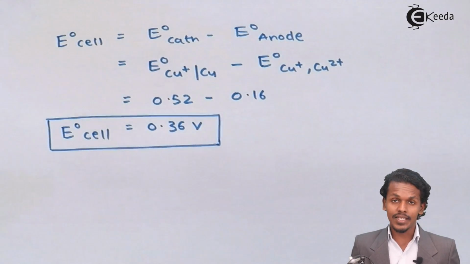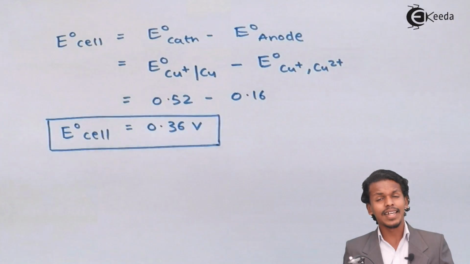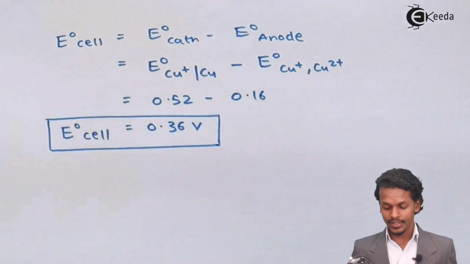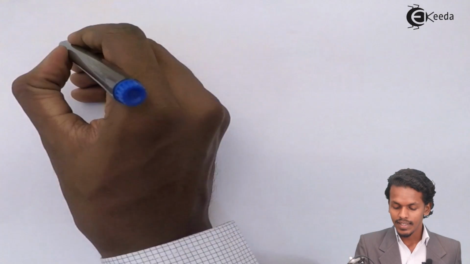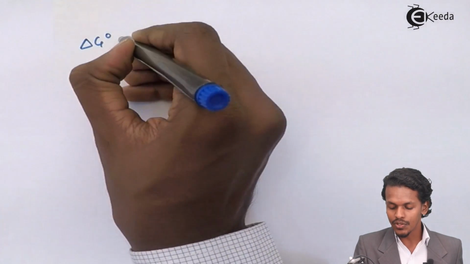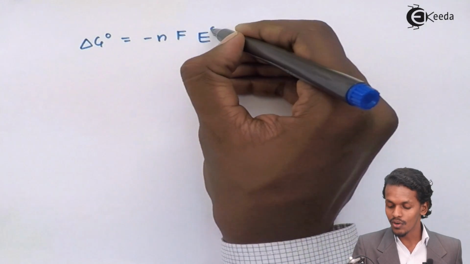With the help of this, we can easily calculate the value of delta G naught. So we have a formula: delta G naught is equal to minus nF E naught cell.